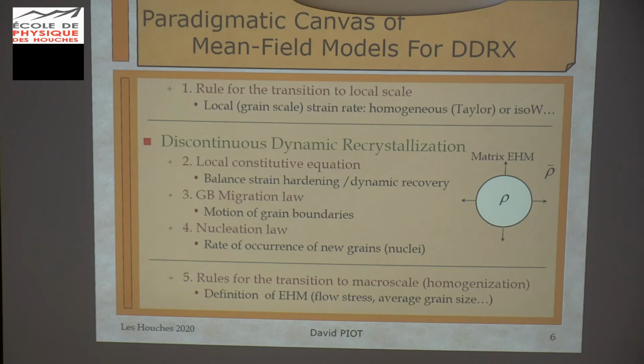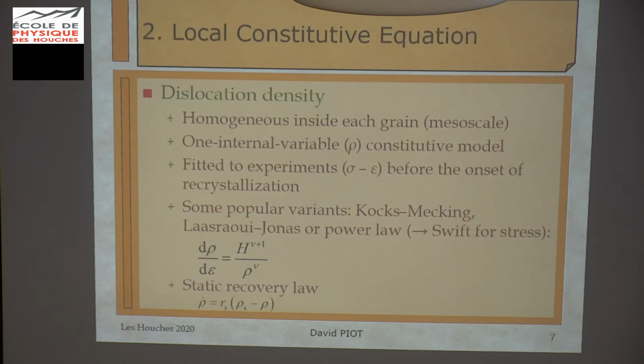And the last point, not directly related to recrystallization, is to have some rules for the transition scale to come back to the macro scale, in which we have the definition of the equivalent homogeneous matrix to define what is the average dislocation density, and also it is a way to obtain predictors for the flow stress, the average grain size, and so on. So all mean field models for DDRX are using this canvas.